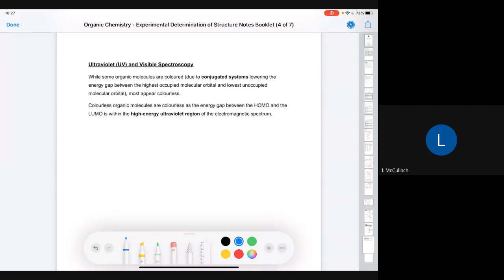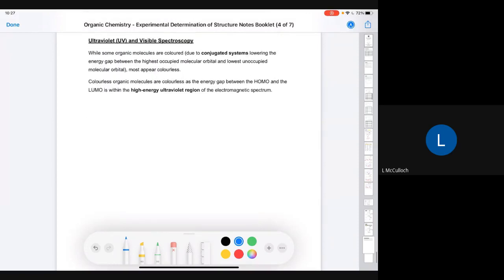And colourless organic molecules are colourless as the energy gap between the HOMO and the LUMO is within the high energy ultraviolet region of the electromagnetic spectrum. And that's all we're kind of doing there. So that just serves as like a little recap from the end of the molecular orbitals booklet that talks about conjugated systems in your HOMO and your LUMO and the possible electron transitions within that.